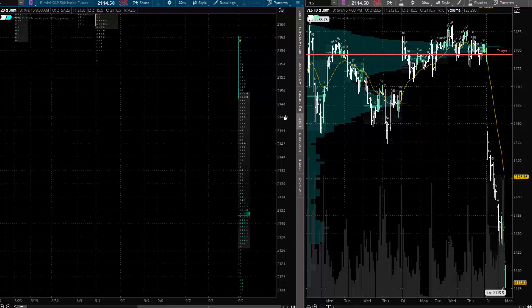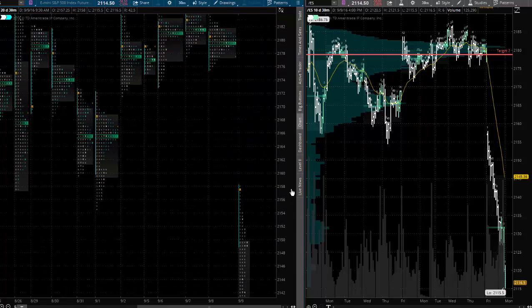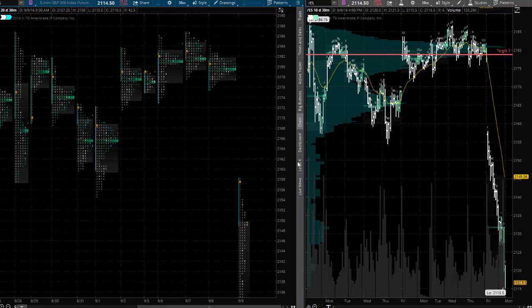A prominent point of control would be maybe like this, where almost every 30-minute bar crossed that one area. Like this is a prominent point of control. And generally prominent points of control are revisited. So it could be a long time before they're revisited. That's not a trade. It's just information that you carry forward.